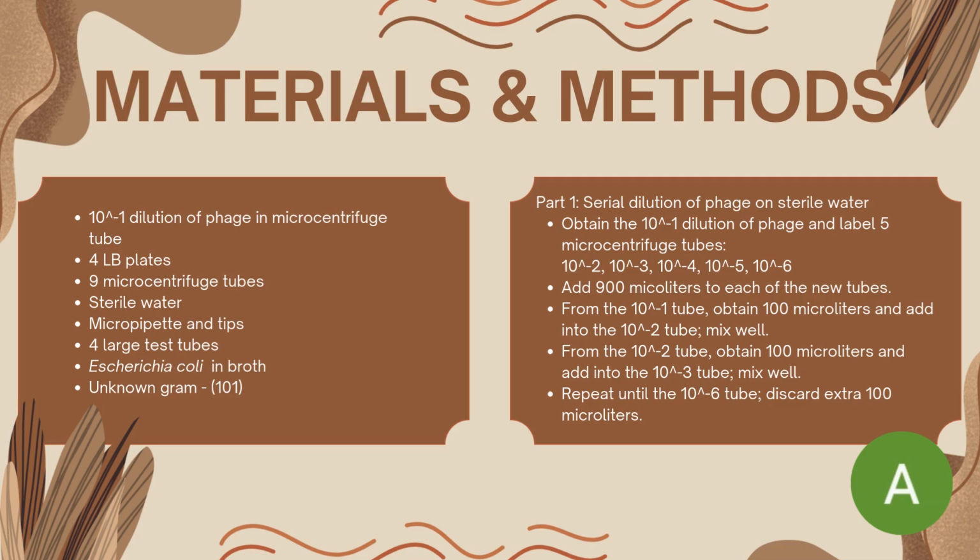Additionally, from the 10 to the negative 2 tube, we will obtain 100 microliters and add into the 10 to the negative 3 tube before mixing well. Then we will repeat until the 10 to the negative 6 tube and ultimately discard the extra 100 microliters.